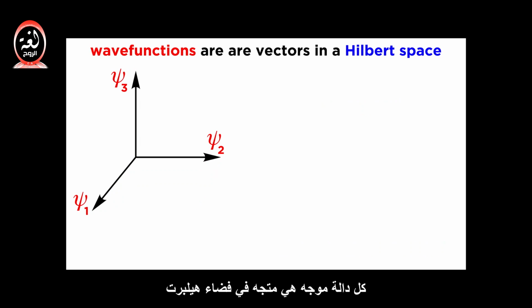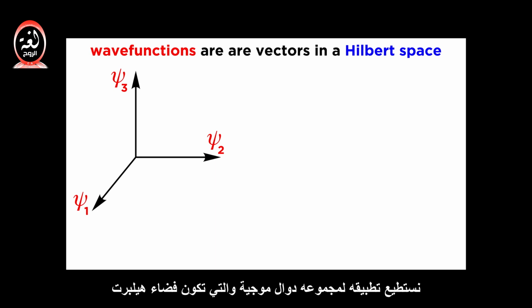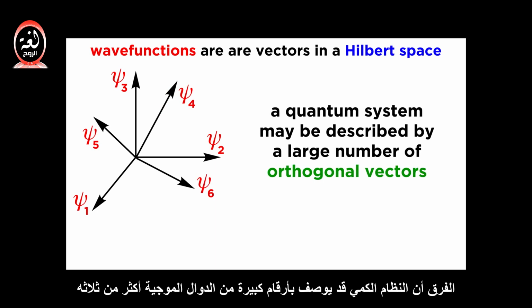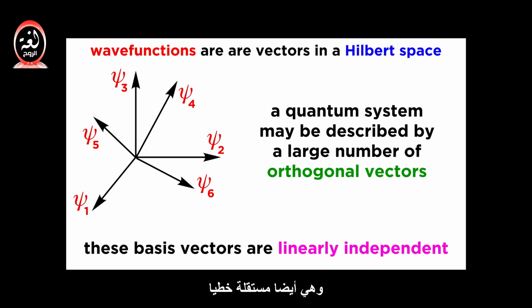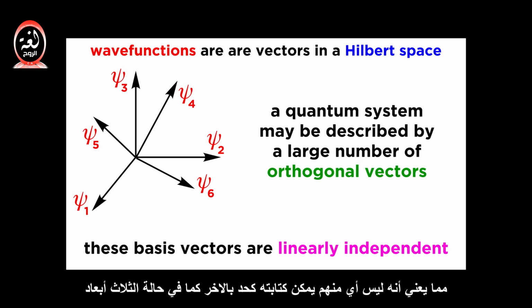Each wave function is a vector in a Hilbert space, just like x, y, or z are vectors in your everyday Cartesian space. Everything we just said about x, y, and z can be applied to the set of wave functions that comprise that Hilbert space. The difference is that a quantum system may be described by a large number of wave functions, much more than 3, all of which are orthogonal with each other, and they are also linearly independent, meaning that none of them can be written in terms of the others, just like in the three-dimensional case.